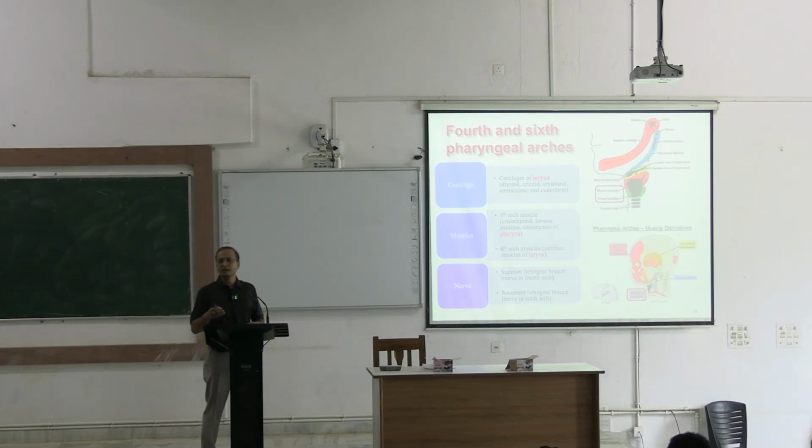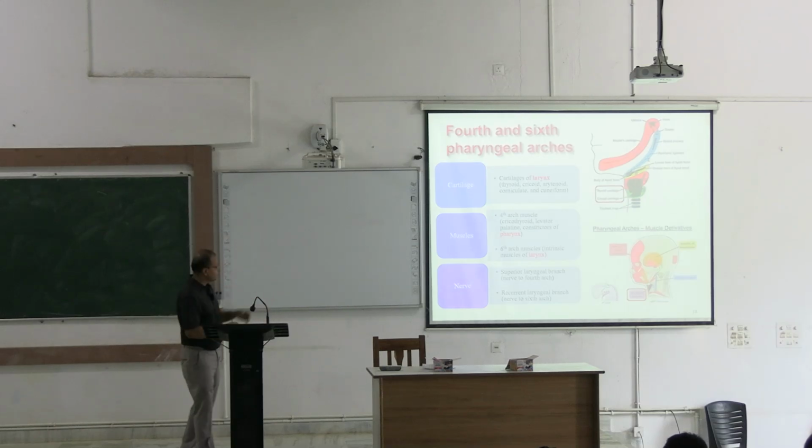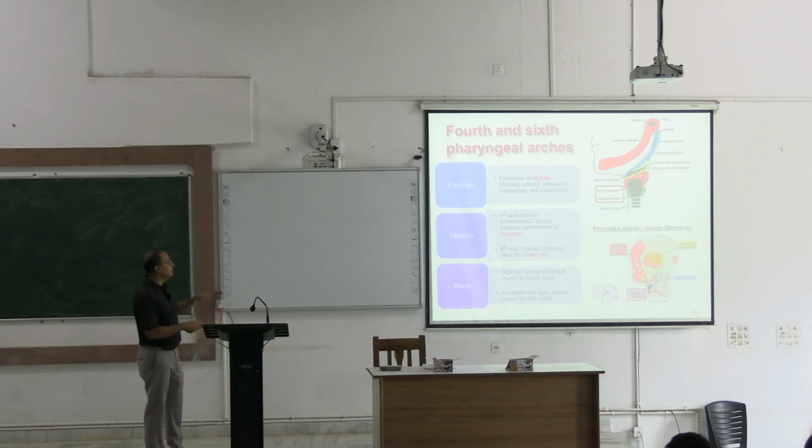But the problem is that they dig deep into it in the MCQs, so they penetrate more. For that reason, you have to know precisely which arch is contributing to which individual muscle. The 6th arch contributes the intrinsic muscles of the larynx. The 4th arch is dedicated more towards the muscles of the pharynx, except one, cricothyroid, which is a muscle of the larynx but sourced from the 4th arch, which is important.